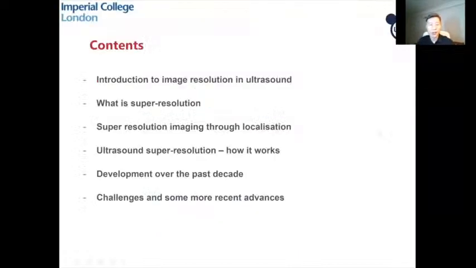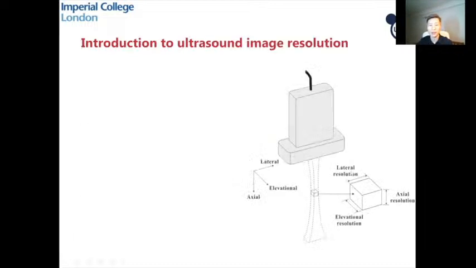Right, so first I will introduce image resolution in ultrasound, and then what is super-resolution, how we can achieve super-resolution, then in ultrasound super-resolution, how does it work? I will then introduce some past development in the past decade, and then some challenges and some recent advances.